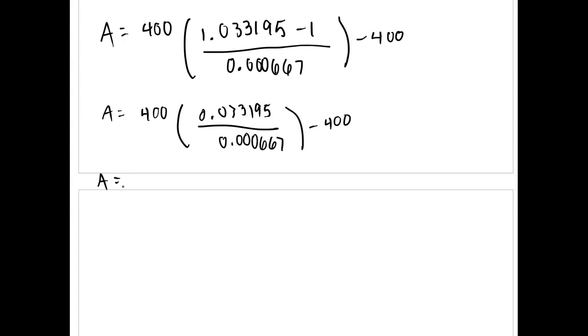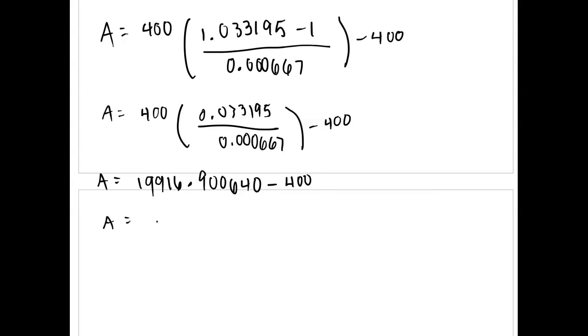Next, I will go ahead and perform this multiplication and division. So in one step, I will take 400 times 0.033195, and then I will divide by 0.000667. So doing that gives a result of 19,916.900640 minus 400. And then the last step is to do that subtraction.